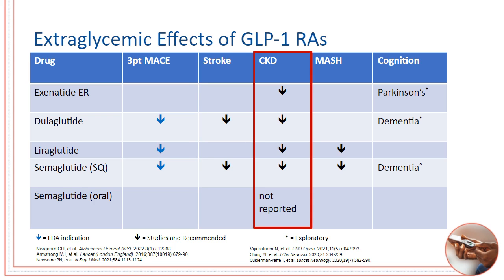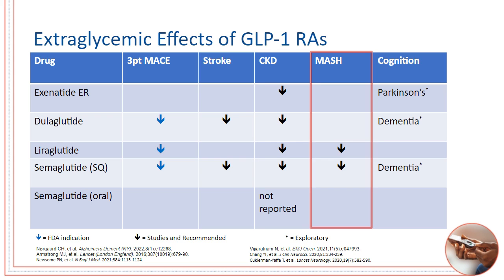We do have evidence through studies that 2 of the agents have reduced stroke. All of the agents in the GLP-1 receptor agonist class that actually measured kidney outcomes saw a benefit with the use of GLP-1 receptor agonists. And while there's no FDA indication yet, I imagine someday that might come. And then going back to that metabolically dysfunction-associated steatohepatitis, or MASH, which used to be NASH, you can see 2 of the agents have shown benefit in studies for that.